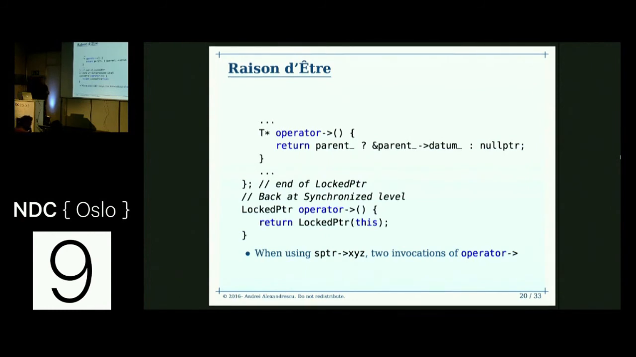Right? Excellent. We pop out of lock pointer, and at synchronized level, as I promised, we have an operator arrow non-const, which returns an R-value of type lock pointer. And this completes the lock pointer part. So whenever I use some SPTR arrow XYZ, you have two invocations of operator arrow. One for the synchronized object, the next for the lock pointer, and then you get the object, and then the lock pointer gets destroyed, and the whole locking and unlocking mechanism is automatic.